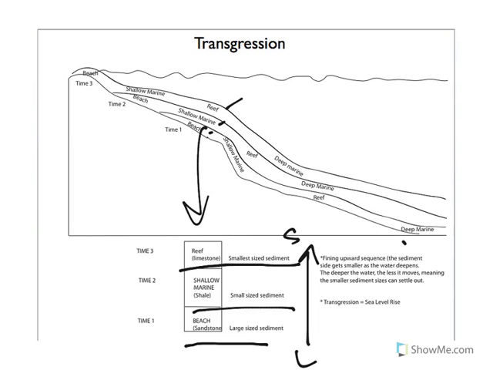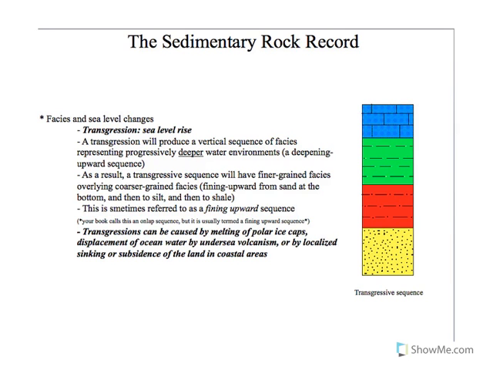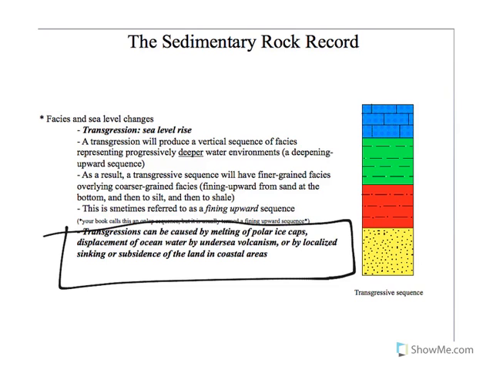So, what causes this? This is the important part. If we go back to the beginning here, sorry for flipping back and forth. Here's the important part of this. So, what causes a transgression? Well, let's think about this. What are we worried about making sea level rise today?